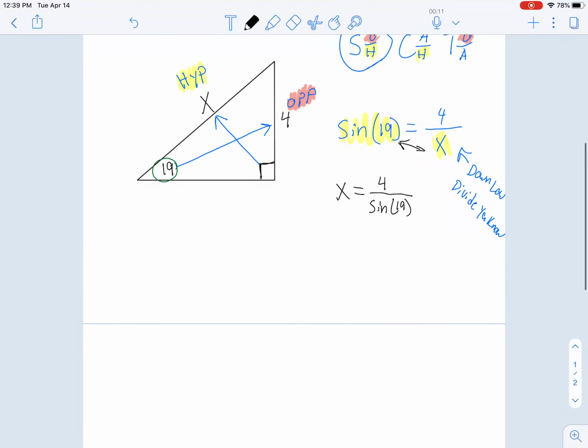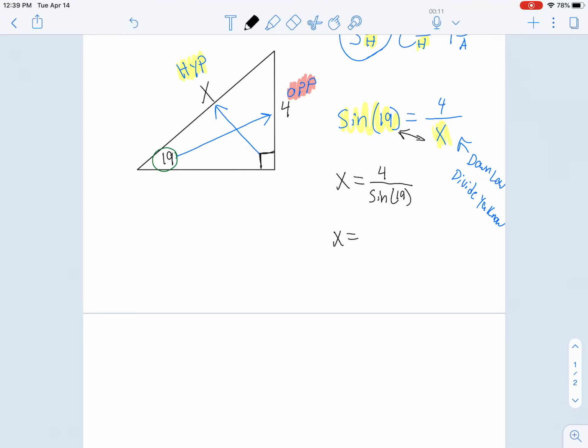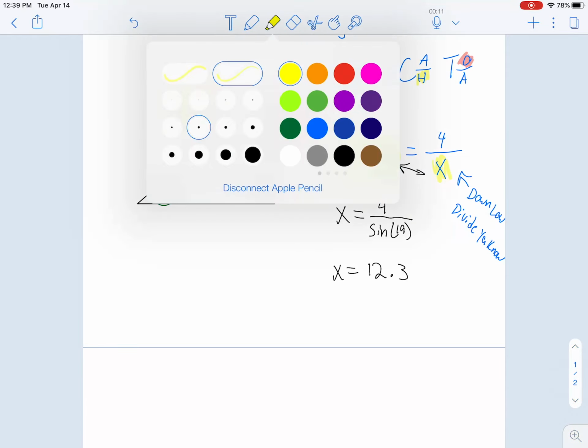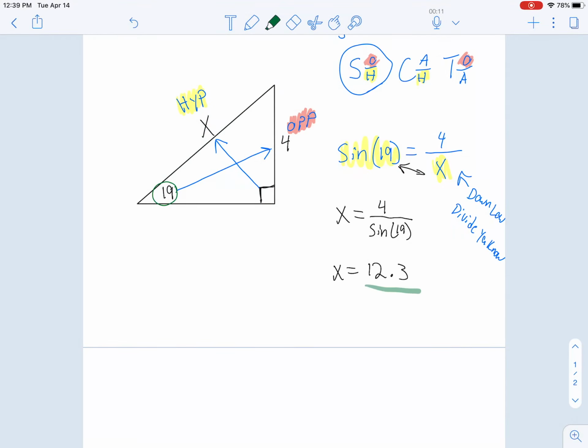So we said that x equals 12.3. What that 12.3 represents is the length of the hypotenuse, the x that we were trying to find. So that side length is 12.3, whatever units long. Okay, we're going to do another one.